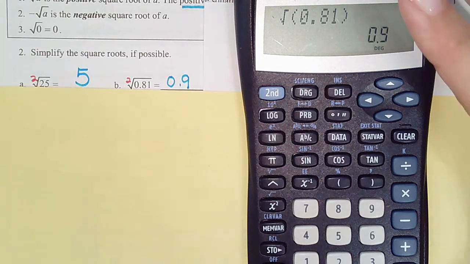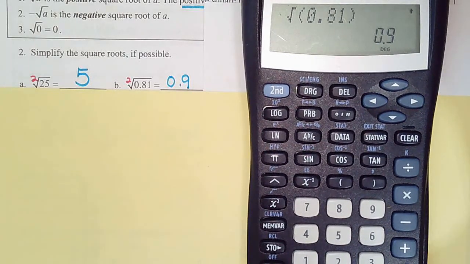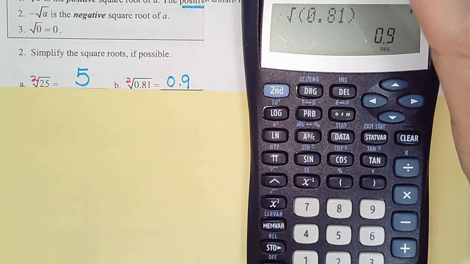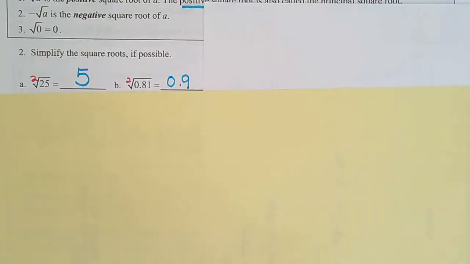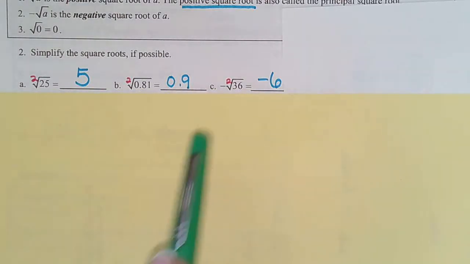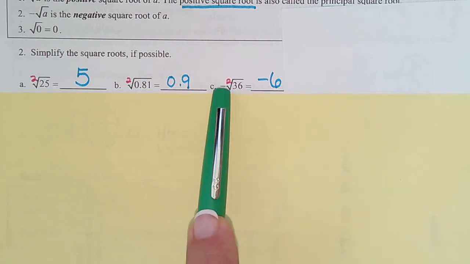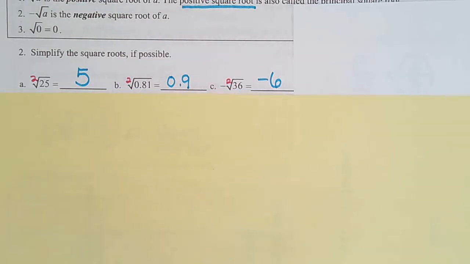Like I said, though, you should be able to do these without a calculator because you're going to have tests in the next class where you can't use calculators. So unless the numbers get really big, I would definitely do it without a calculator. Okay, next we have the opposite of the square root of 36, which is 6. The opposite of 6 is negative 6.